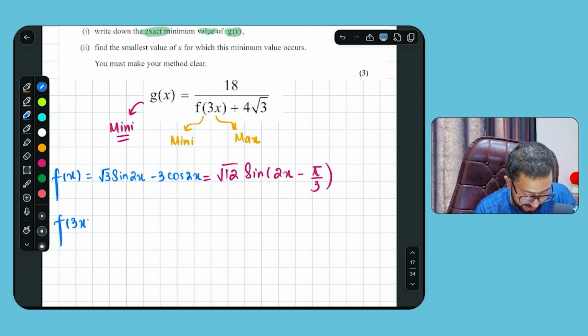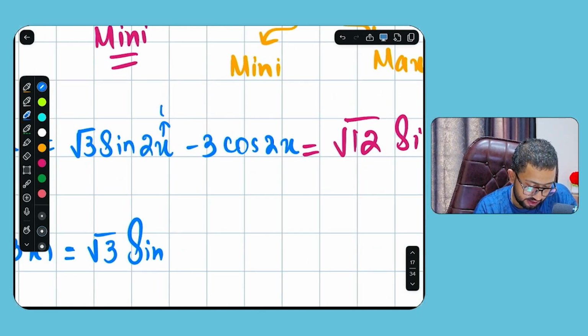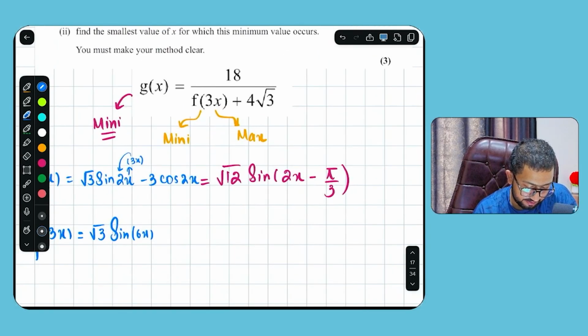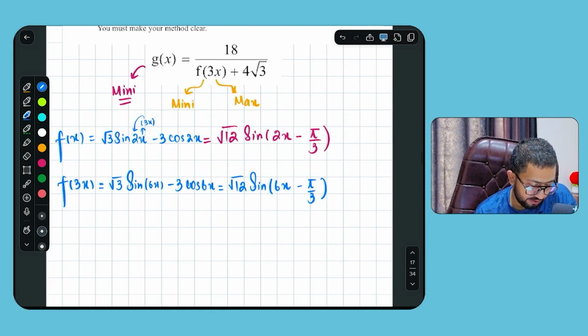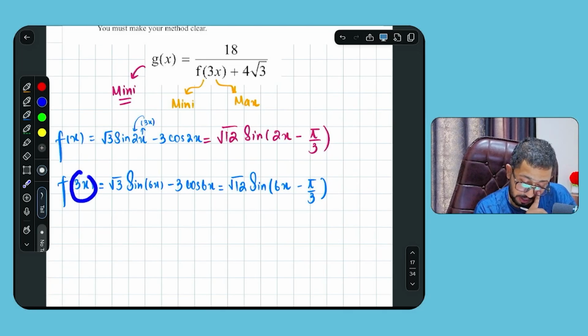So f of 3x will become square root 3 sine of, put 3x over here. So 3 times 2 will become 6x. Cos of 6x, it will also become 6x. Perfect. I hope everyone knows f of 3x means I need to put 3x in place of x.